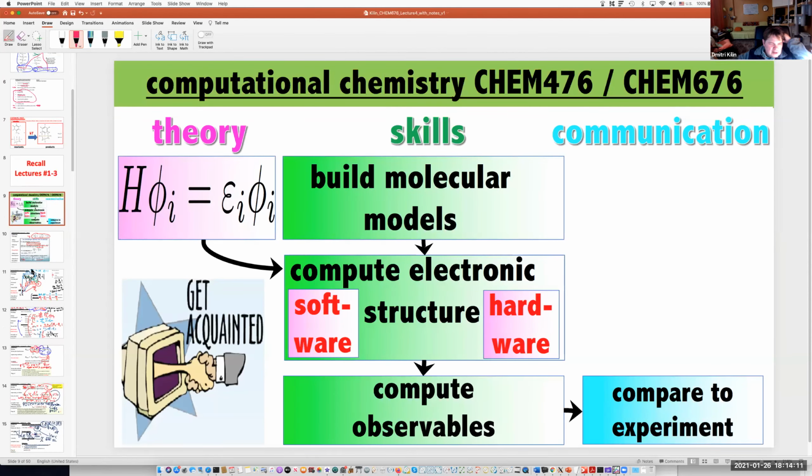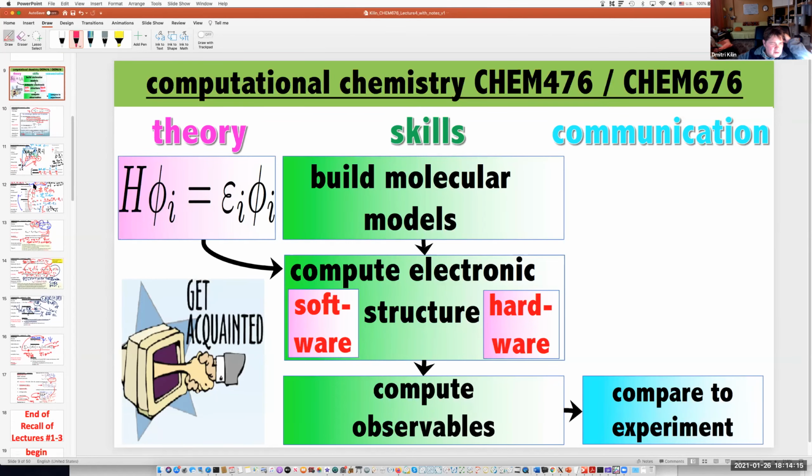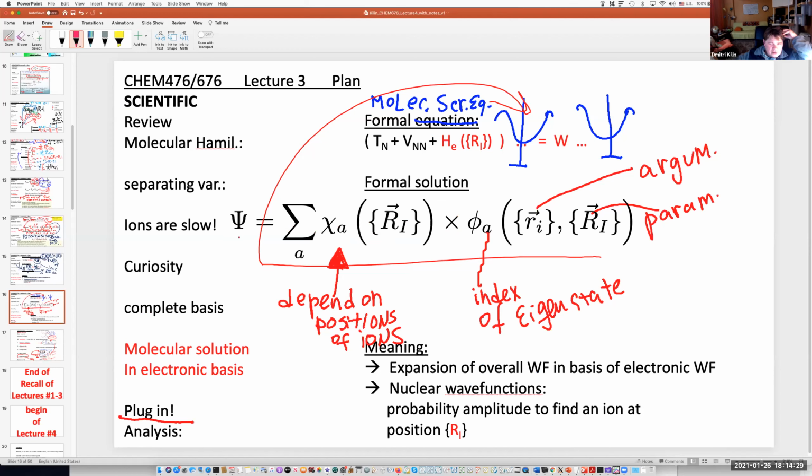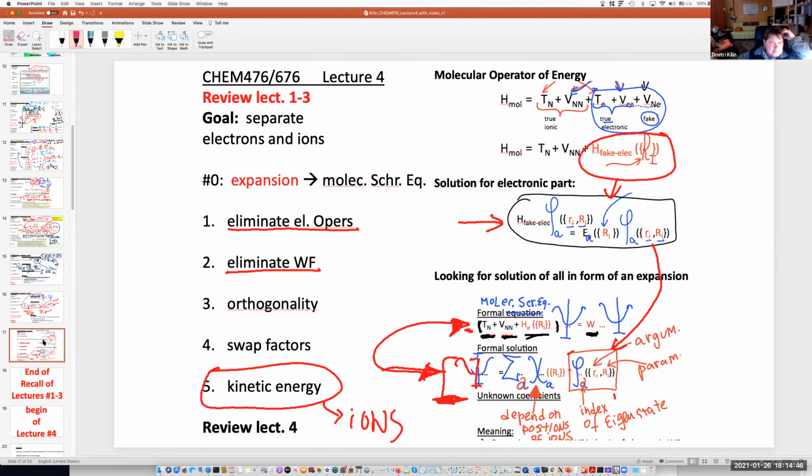So I'll quickly skim through the slides that we did before. So quantum mechanics, molecule as a collection of electrons and nuclei. The solution of the overall molecular Schrödinger equation as a product of nuclear wave function and electronic wave function. And our plan is to plug in the solution, which is a combination of electronic and nuclear wave functions, into the overall molecular Schrödinger equation and see if we will be able to derive an equation for this nuclear wave function.